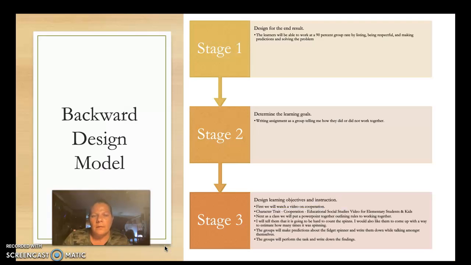My design, I use the backwards model. Stage one is to design the end results. What I am doing for my teaching lesson, or my plan, is I want to work on cooperation. In our school we do social and emotional learning, and I'm going to use an experiment, or kind of like a science experiment, to work on cooperation.